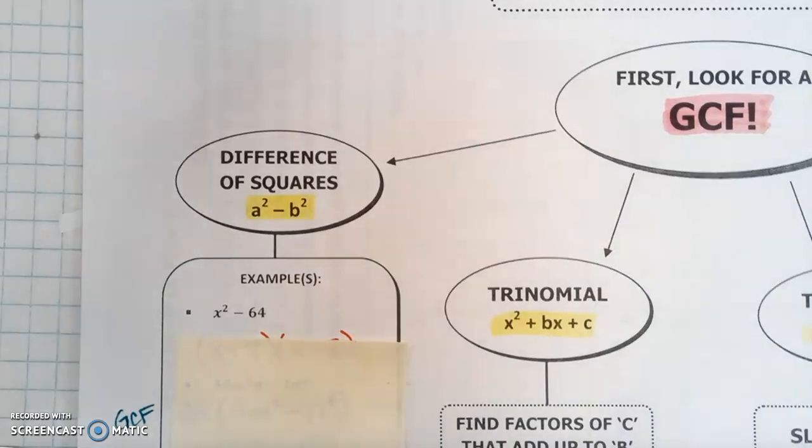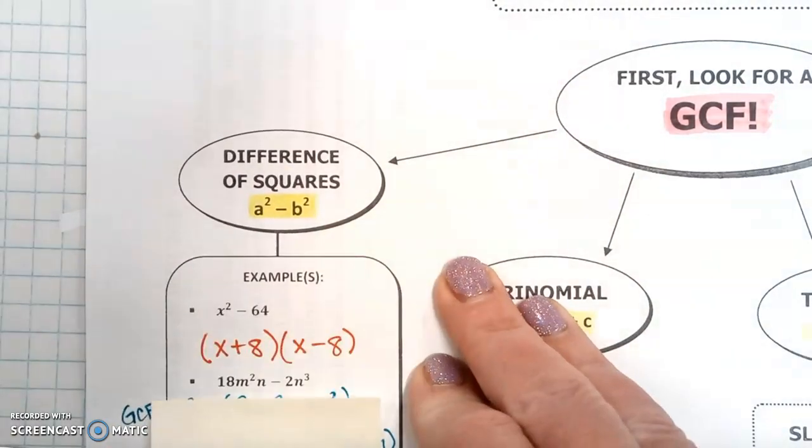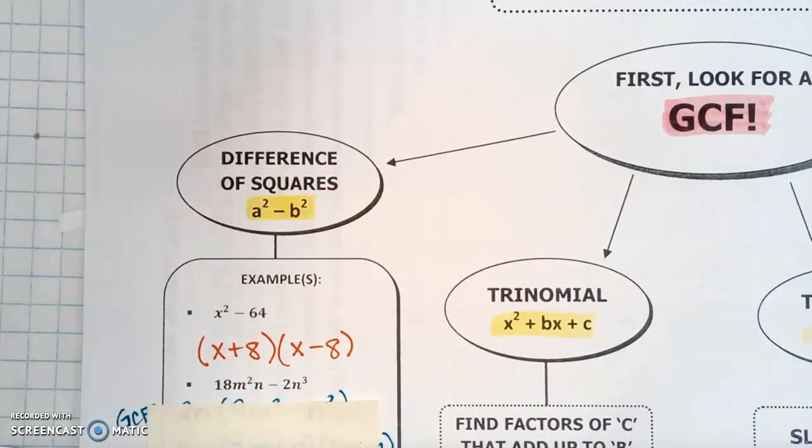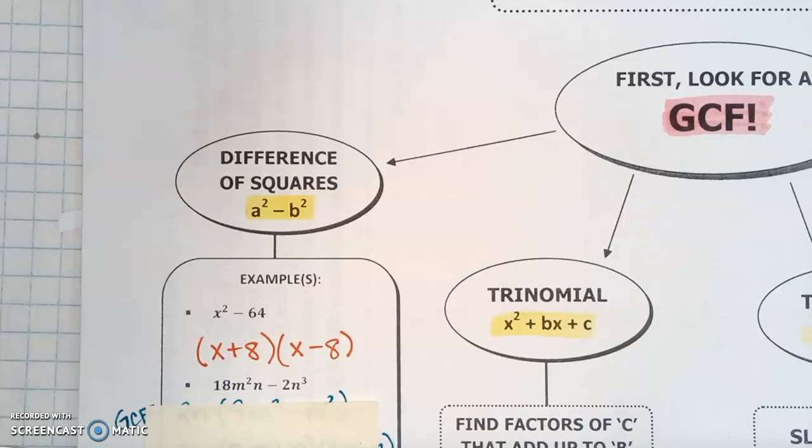Okay, so the pattern is going to be to take the square root of the x squared, which is x, and x times x, the square root of 64, which is 8 times 8. One of them is plus, one of them is minus. Doesn't matter what order, because they're multiplying. Any questions on that example?